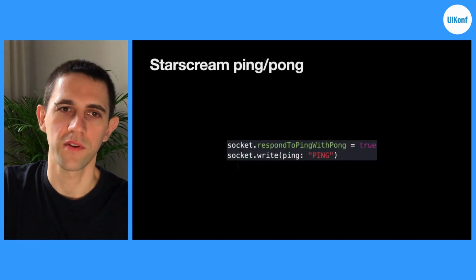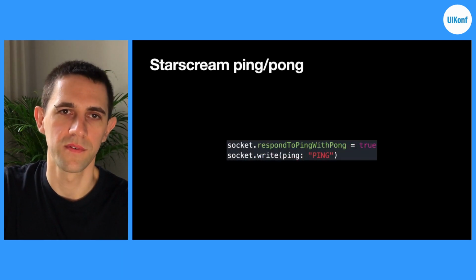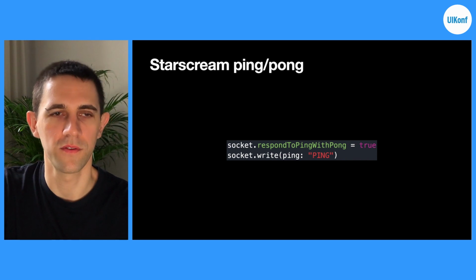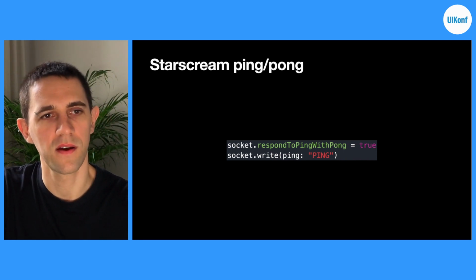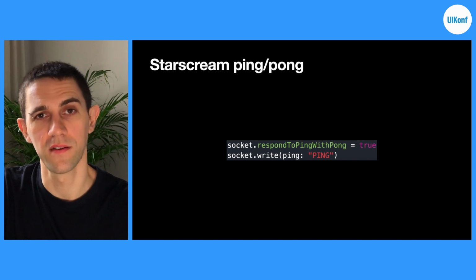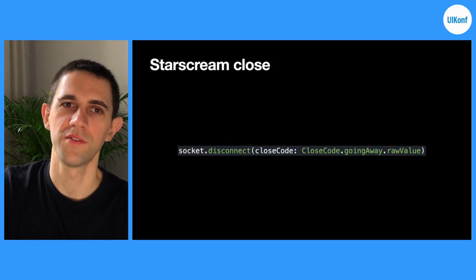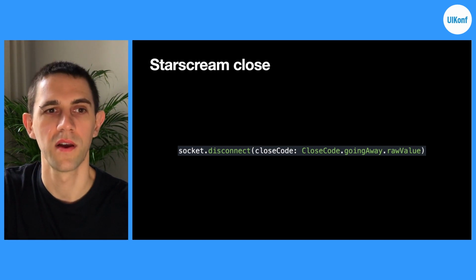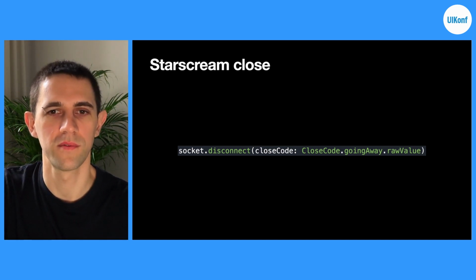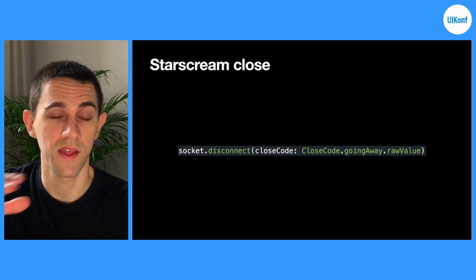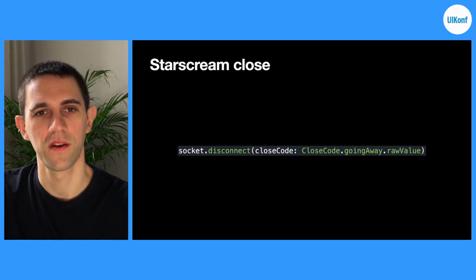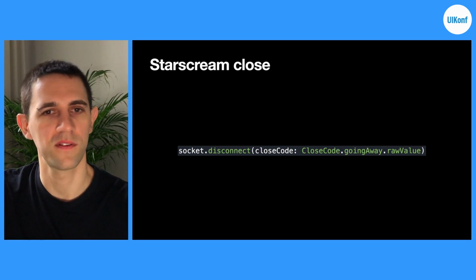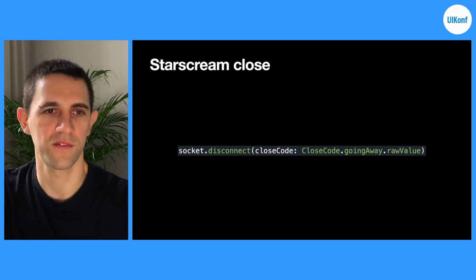To keep the connection alive, we can respond to pong with ping and also send ping ourselves. And once we're done with the connection, we just call the disconnect function and specify the close code. The close code is quite important to specify, because then the server folks know what has happened, whether there has been an issue, or we want to close the connection normally.